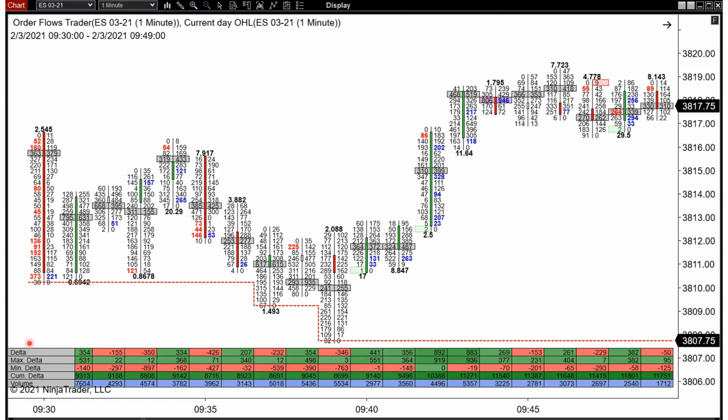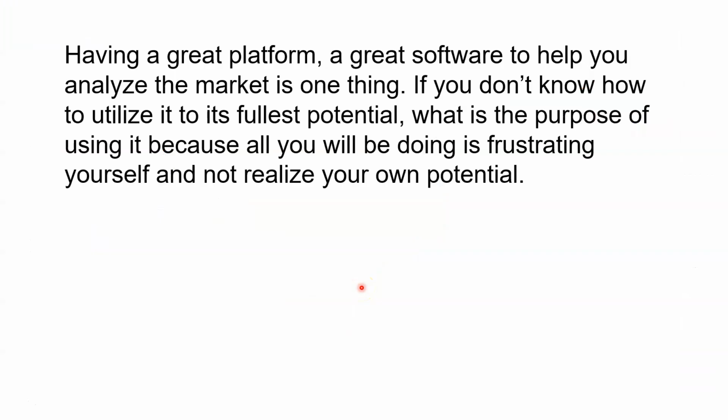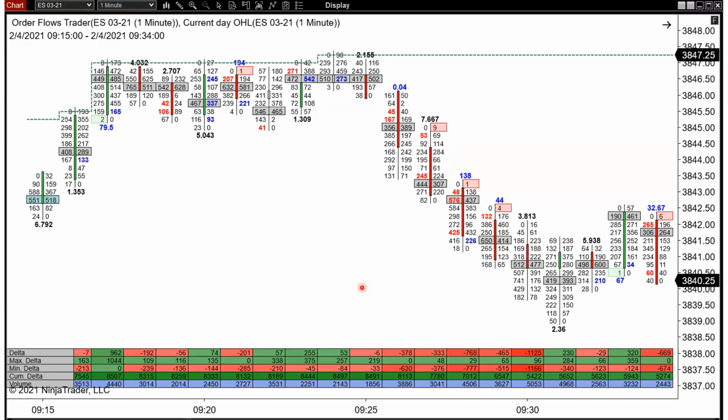All right, this is your footprint chart. And what's going to separate you from other traders is the ability to see things in the order flow, things that are trading, going through either at a price or in a bar. That's going to give you an advantage over other traders. Now, having a great platform and great software to help you analyze the market is one thing. If you don't know how to utilize it to its fullest potential, what's the purpose of using it? Because all you'll be doing is frustrating yourself and not realizing your own potential.